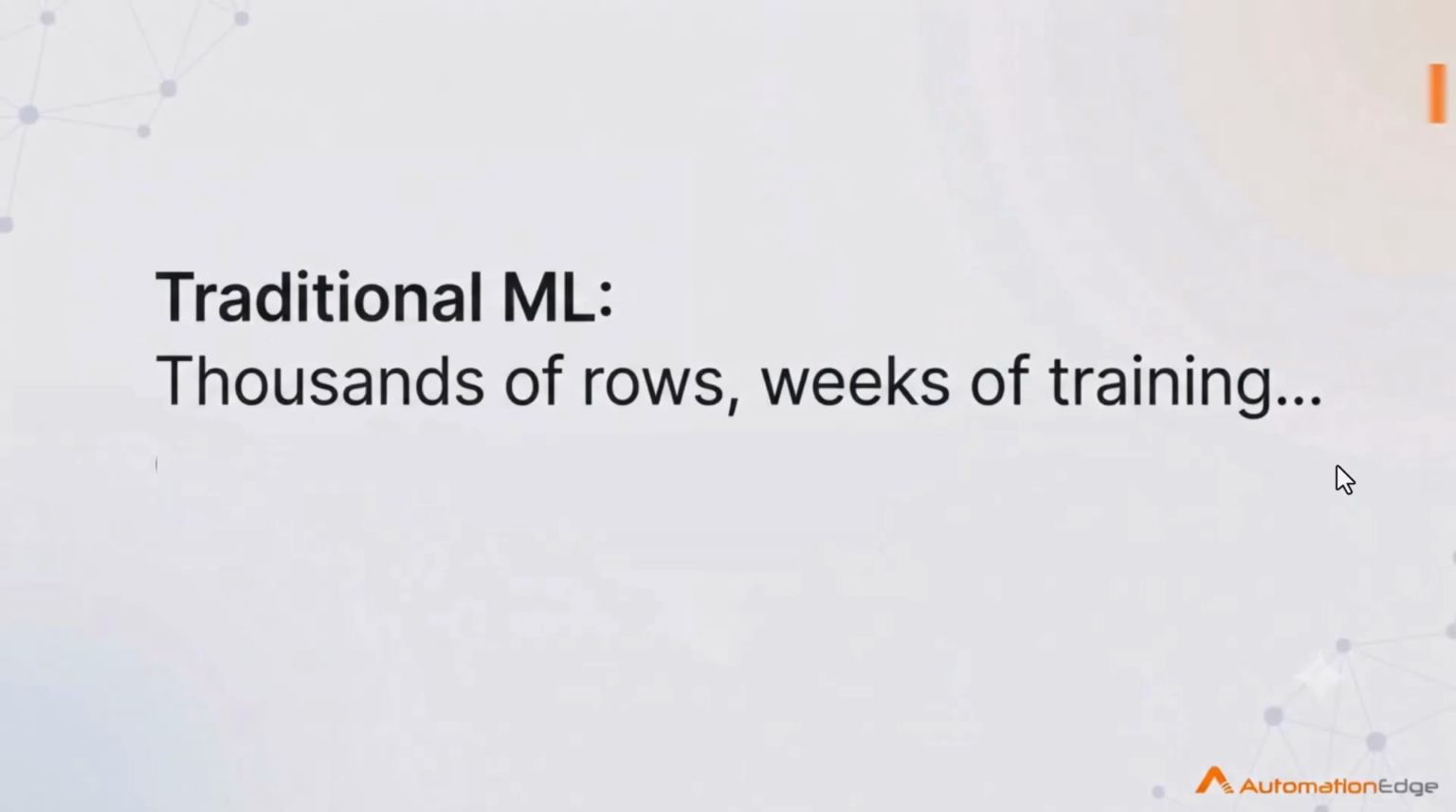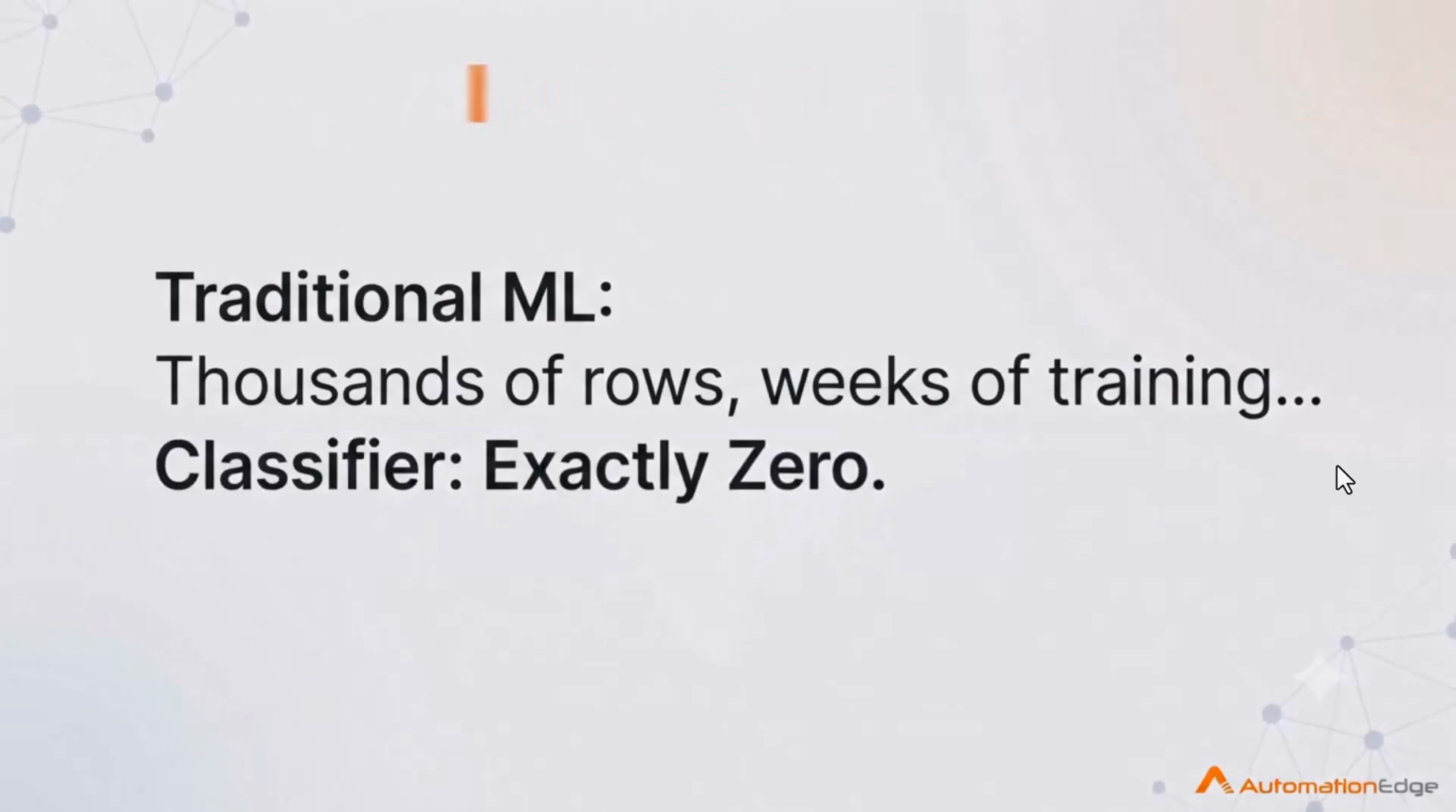Now, let's talk about the classifier step. In traditional ML classification, you would need thousands of labeled training rows, a data scientist, weeks of model training, and a deployment pipeline. With the classifier step, you need exactly 0 training rows.